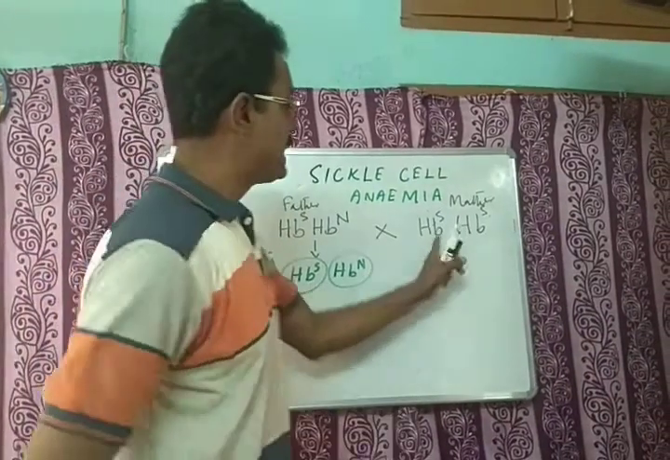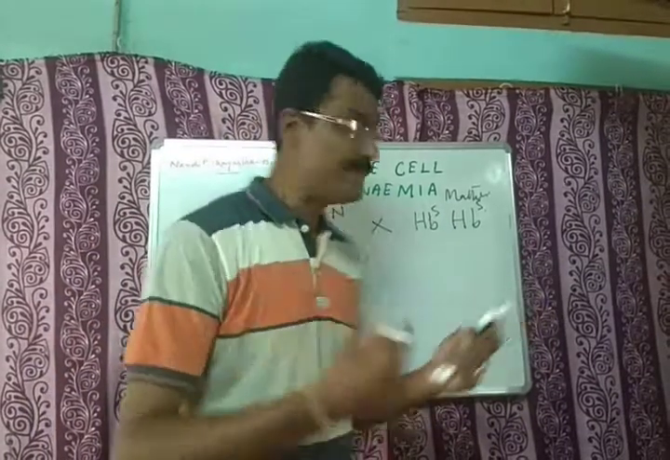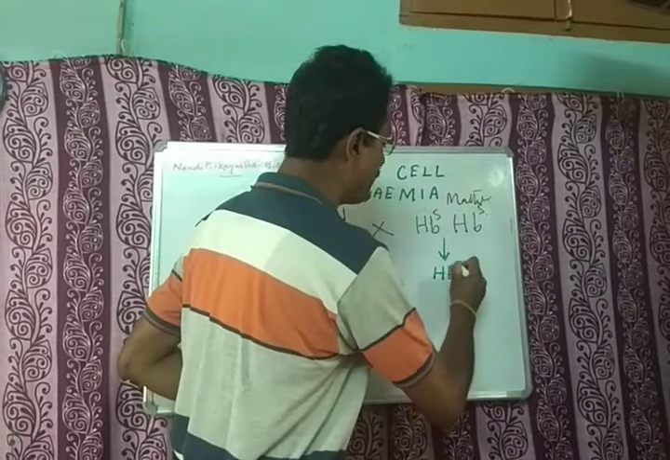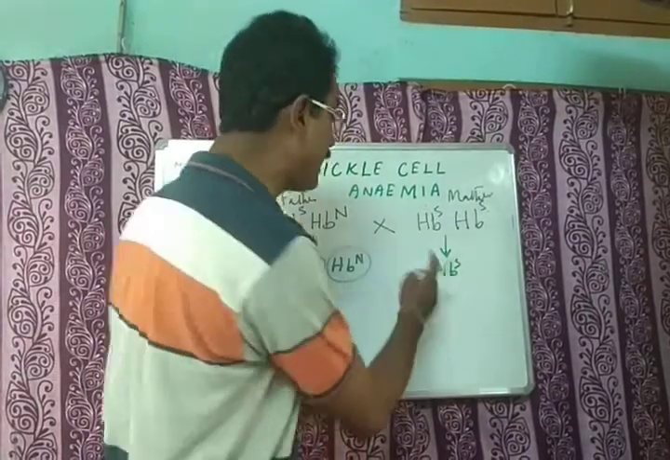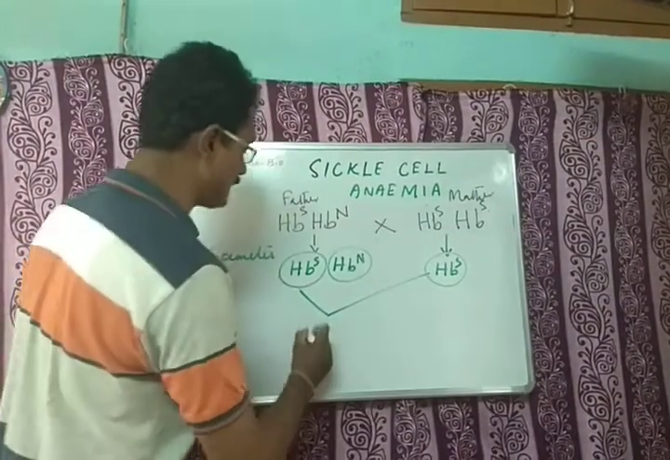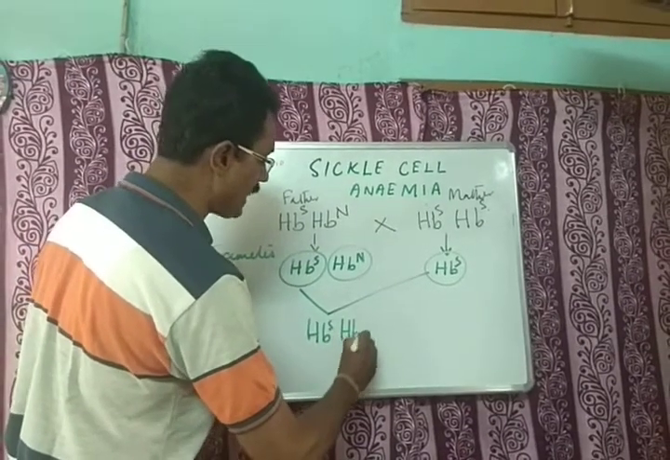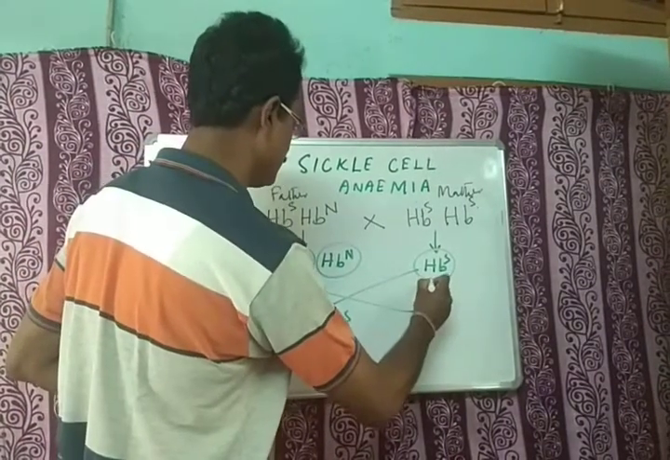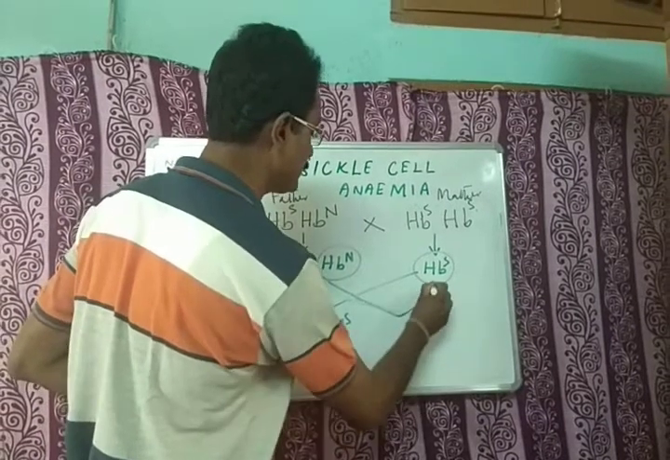Here, as it is HBS and HBS, definitely there will be one type of gamete. I am telling one type, I am not telling one gamete. Gametes will be many, but the type will be one type. So HBS and HBS unite, HBS, and the other one. Okay, this one is over. This one and this one, if they unite.